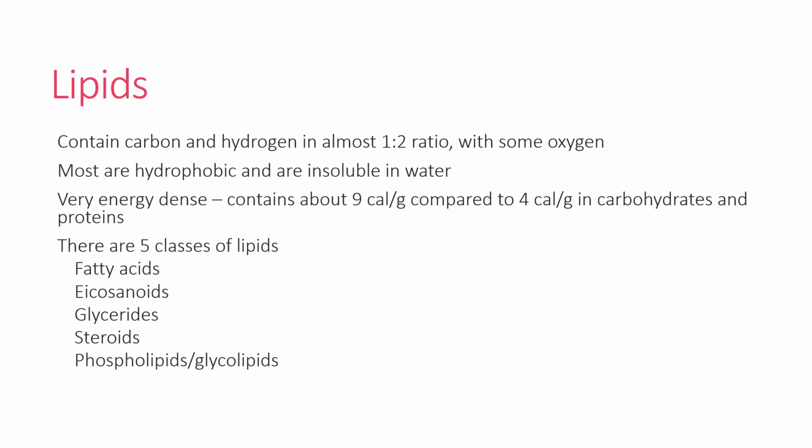There are going to be 5 classes of lipids. We're not going to talk about all of them. For example, eicosanoids. This is the only time we're going to talk about eicosanoids. But there are 5 classes of lipids here. We have our fatty acids, eicosanoids, our glycerides, steroids, and then we have our phospholipids and glycolipids, where we take lipids and we start adding other things like phosphates or sugars.